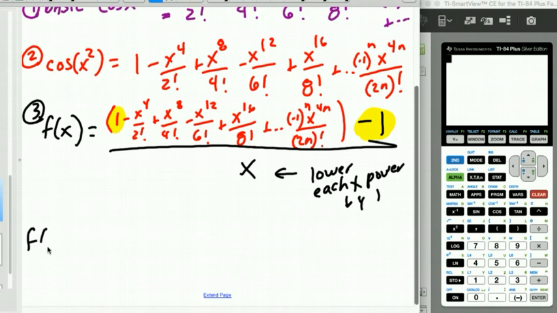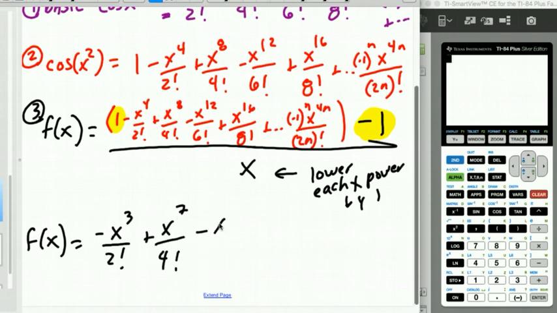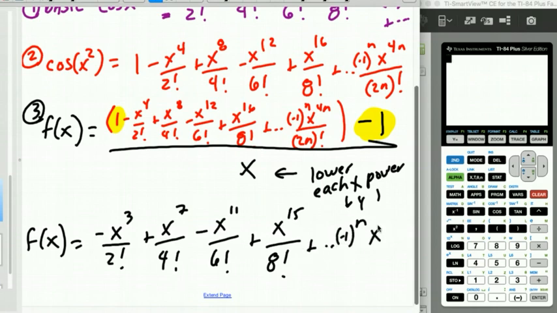So my f of x is going to end up being, instead of an x to the 4th over 2 factorial, an x to the 3rd over 2 factorial. It was negative. Instead of an x to the 8th, it's going to be an x to the 7th over 4 factorial. Instead of an x to the 12th, it'll be x to the 11th over 6 factorial. Instead of an x to the 16th, it'll be x to the 15th over 8 factorial. And then dot dot dot, negative 1 to the n, it'll be an x to the 4n minus 1 all over this 2n factorial. And that's it. So that's what they want.